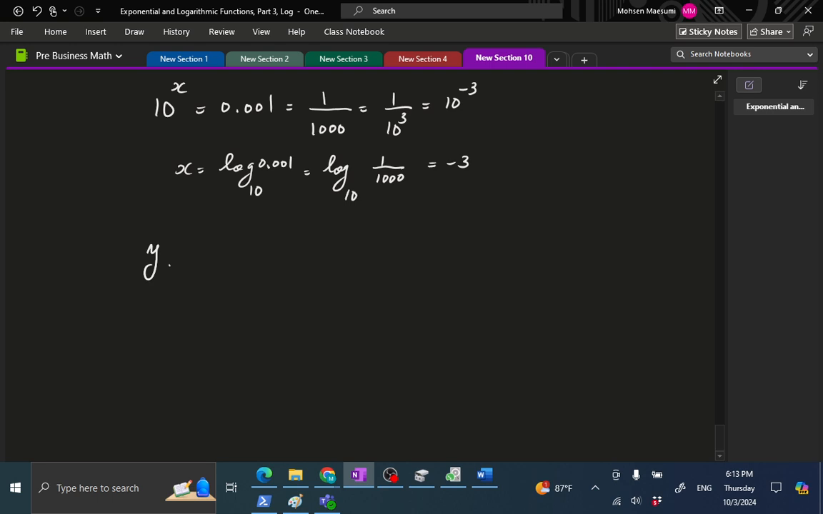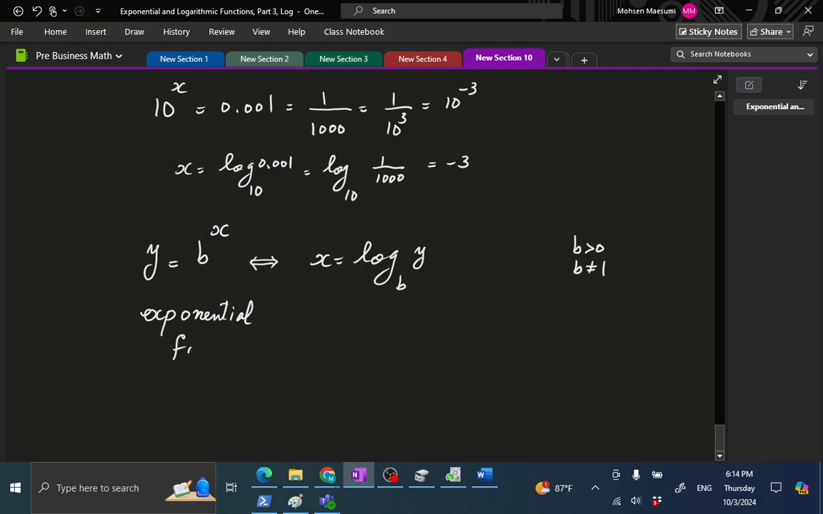So if I have y is equal to b to the power of x, and now our focus is on x, we say x is the same as logarithm of y in base b. These are saying the same thing for us. In this case, b is a positive number, and also it's different from 1, to avoid some problems. This is called the exponential format, and this is called the logarithmic format.